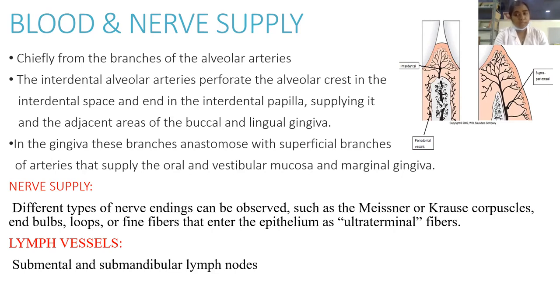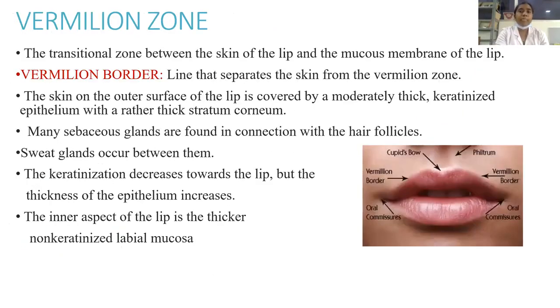Lymph vessels drain to the submental and submandibular lymph nodes. Next, the vermilion zone. It is the transitional zone between the skin of the lip and the mucous membrane of the lip, and the vermilion border is the line that separates the skin from the vermilion zone.